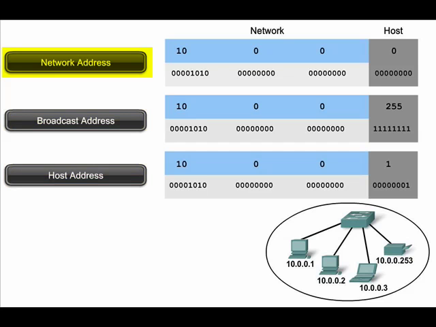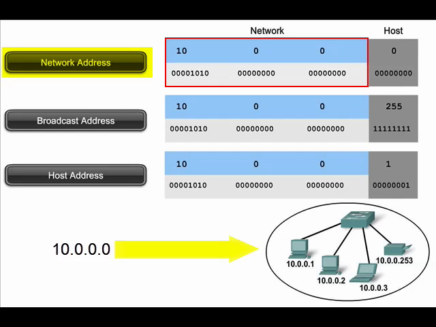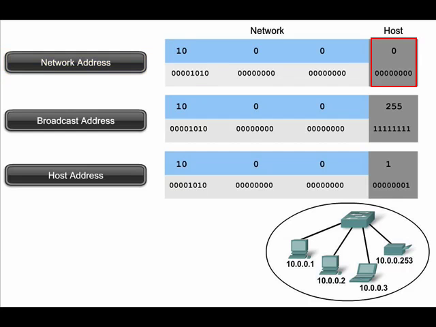The network address is the Layer 3 method used to identify a group of devices. For example, the network shown in the figure is the 10.0.0.0 network. Devices on the 10.0.0.0 network have identical patterns in the network portion of their addresses. The network address has all zeros in its host portion, as seen here.